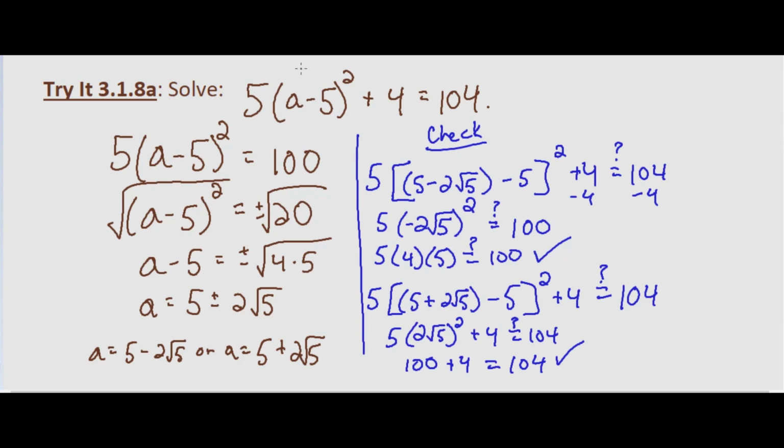which verifies that if 5 times the quantity of a minus 5 squared plus 4 equals 104, then a equals 5 plus or minus 2 times the square root of 5, or in other words, a equals 5 minus 2 times the square root of 5, or 5 plus 2 times the square root of 5.